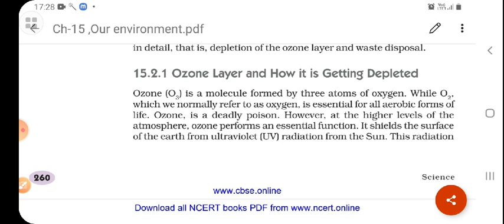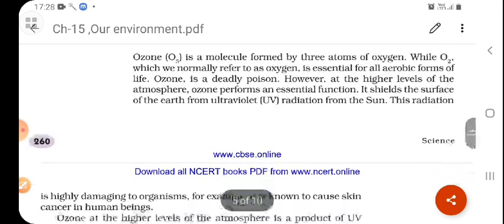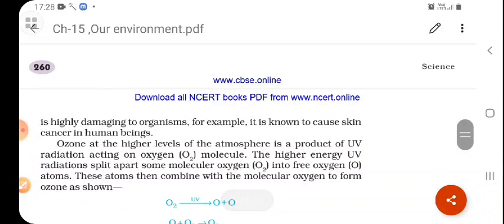It protects us from the harmful UV radiation from the sun, and this radiation is highly damaging to organisms. For example, it is known to cause skin cancer in human beings. Okay, this harmful radiation causes skin cancer in human beings. Okay, at the higher levels of the atmosphere, ozone is a product of UV radiation acting on the O2 molecule. When the O2 molecule is acted on by the UV radiation, ozone is formed.